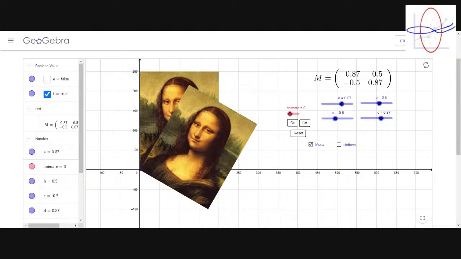It's root 3 by 2 times root 3 by 2, that is 3 by 4, plus 1 by 4, that is 1. So therefore the determinant is 1. So the area is not changing. The area is remaining the same. So the determinant is equivalent to the area of the picture.